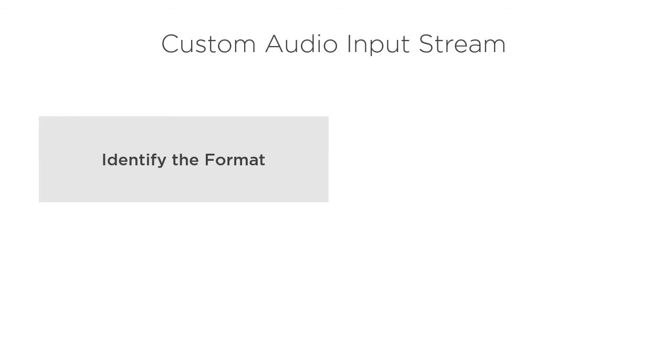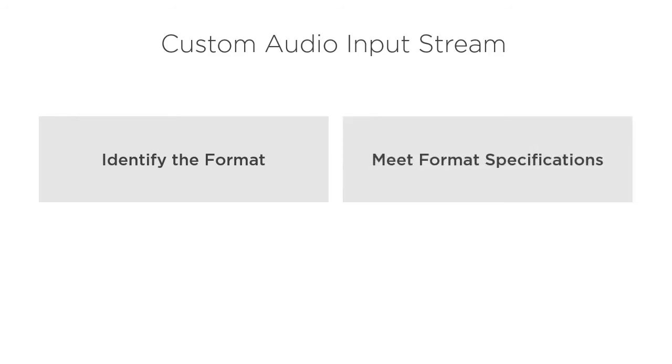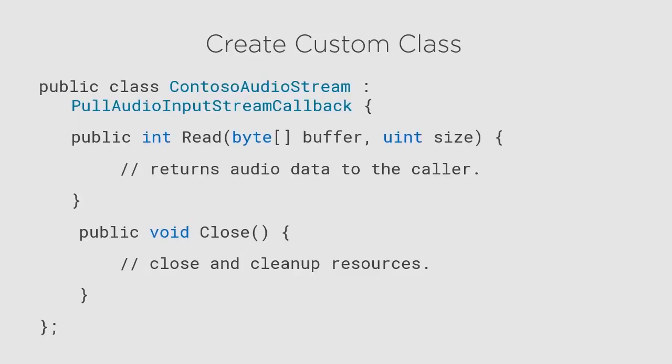The next step is to make sure your code can provide the raw audio data according to these specifications. If your audio source data doesn't match the supported formats, the audio must be transcoded into the required format. Once you have verified that your audio can meet the format specification, then you can create your own audio input stream class derived from PullAudioInputStreamCallback. Implement the read and close members to handle the lifecycle of events for the custom input stream callback. The exact function signature is language dependent, but the code will look similar to this.